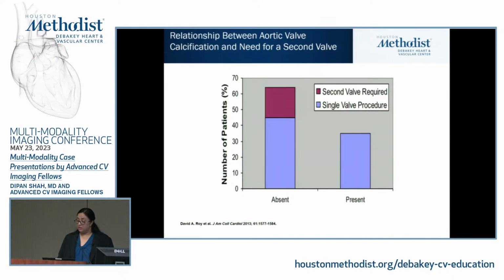About 31% of patients without any aortic calcification required a second valve implantation. So the chances of receiving a second valve were much higher, and the chances of having a PVL in these patients were also higher.